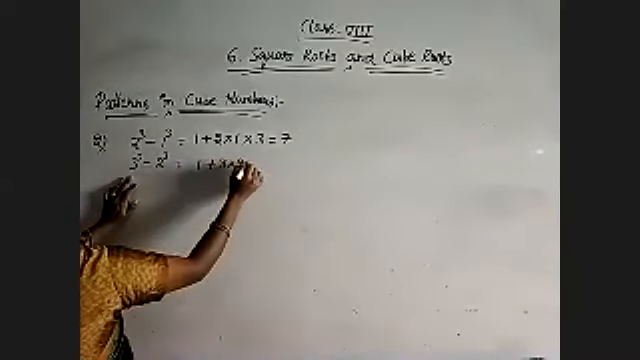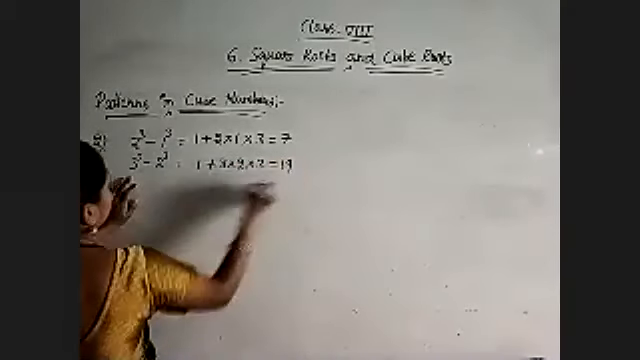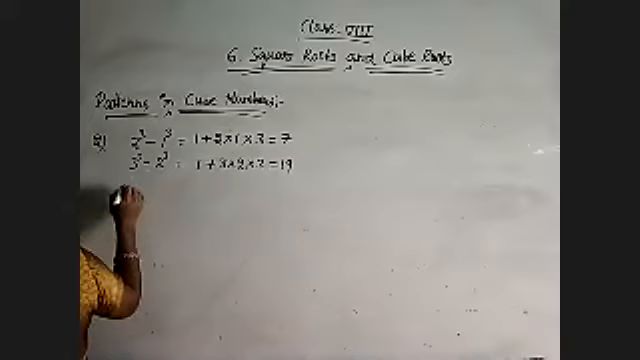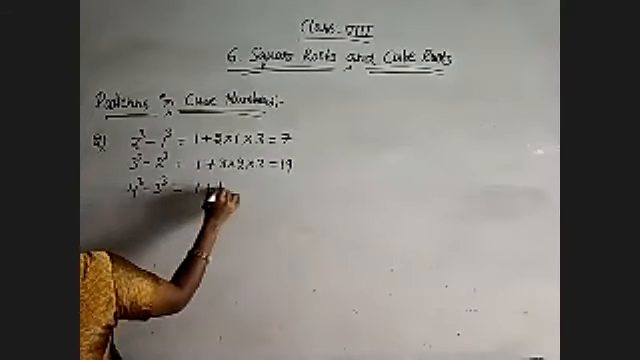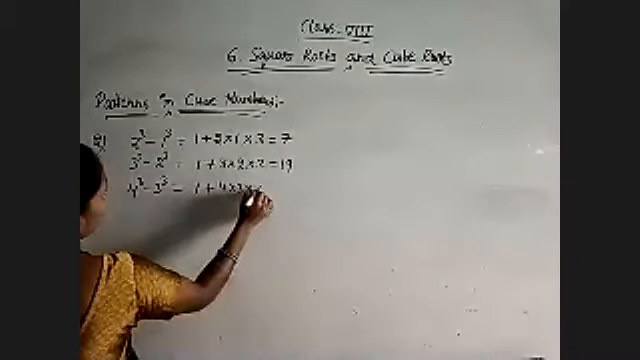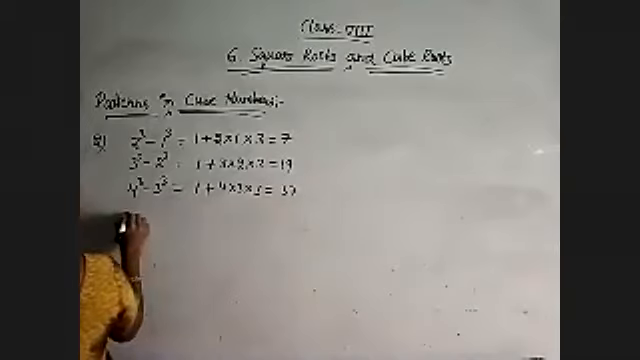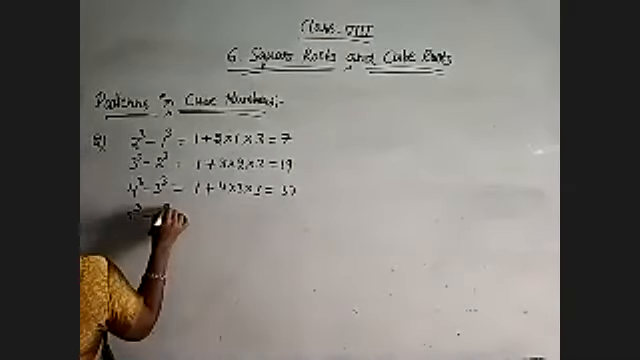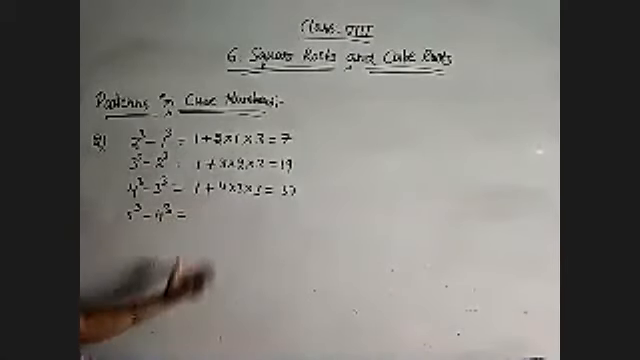into 2 into 3 is equal to 19. 4 cube minus 3 cube is equal to 1 plus 4 into 3 into 3 is equal to 37, given. And they are asking to find out 5 cube minus 4 cube without doing the calculation. Observe the given 3 steps, then you can write the 4th step automatically.